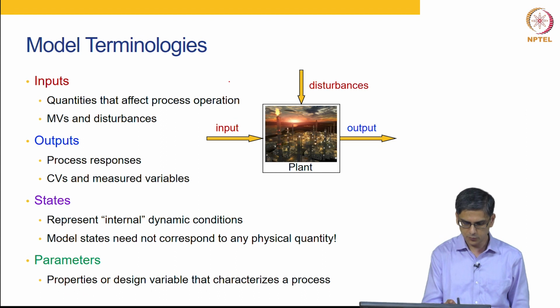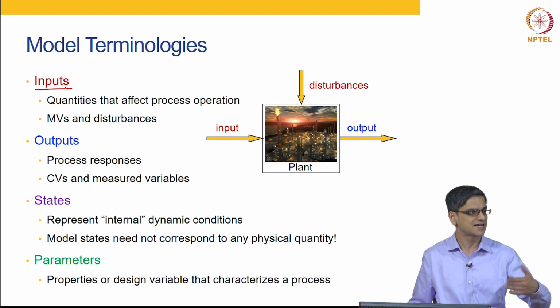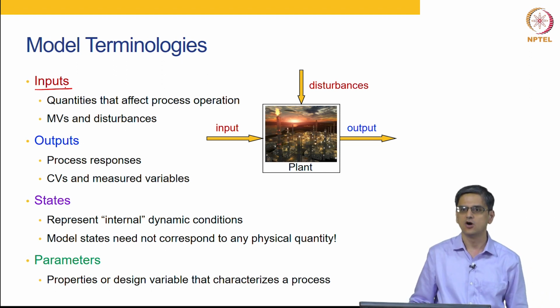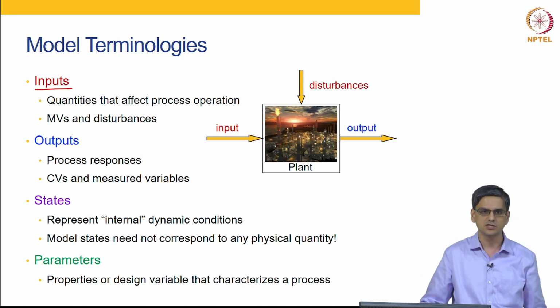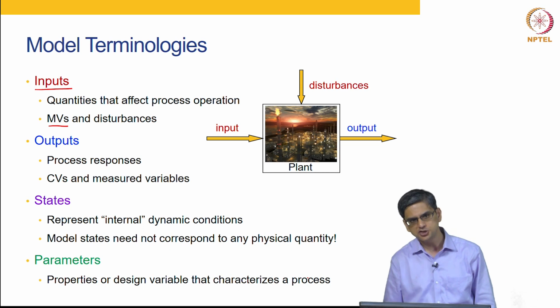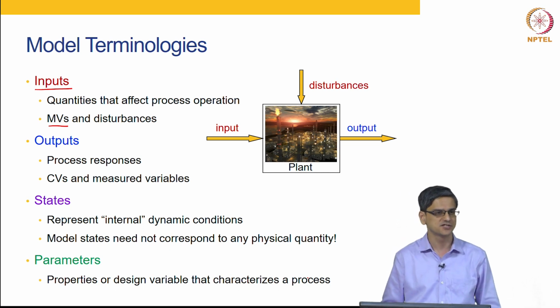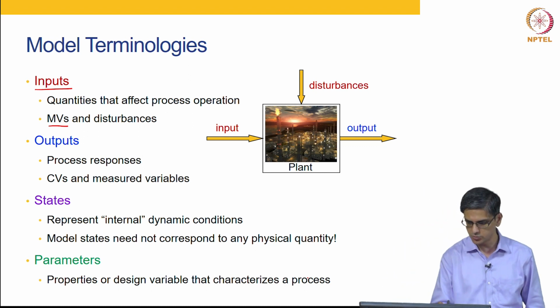Inputs are basically variables that have what is known as a causal effect on the overall process. That means, if those variables change, then the process behavior changes. Inputs are the things that you usually have the ability to change, and those are called manipulated variables. And the things that change on their own, you may have an ability to change, but you are not using that ability, those would be disturbances.